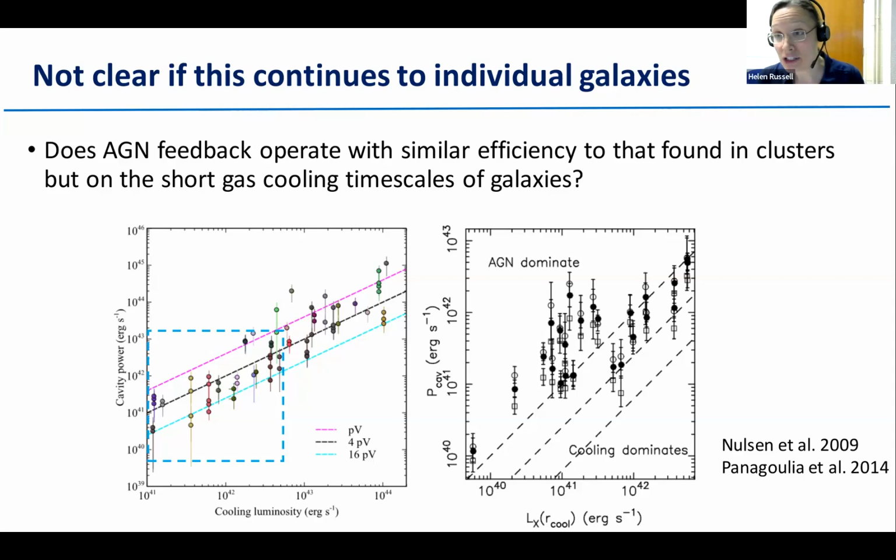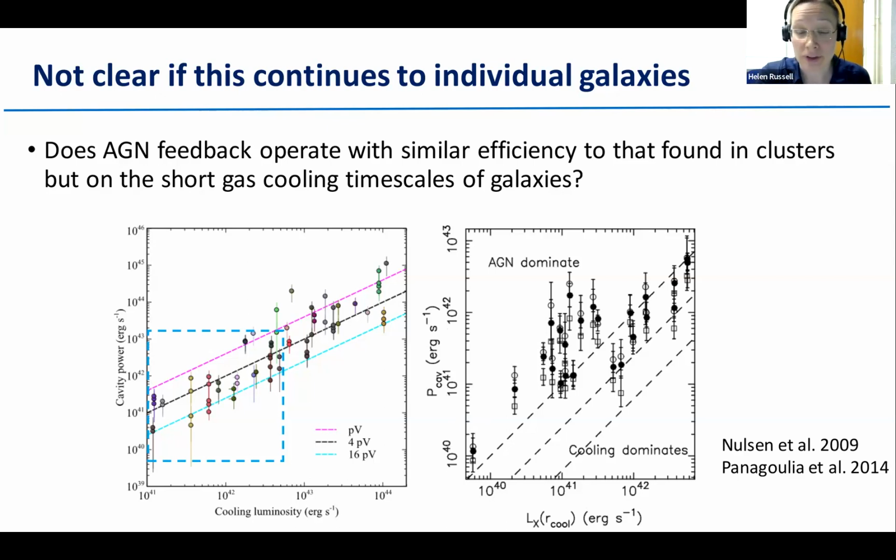And there have been attempts to do this with Chandra. So I've got two plots here from studies by Paul Nelson and Electra Panagoulia, where they were looking specifically in the Chandra archive at lower mass systems. So again, these are the plots of heating rate versus cooling rate, cavity power versus gas cooling rate. And they actually found conflicting results.